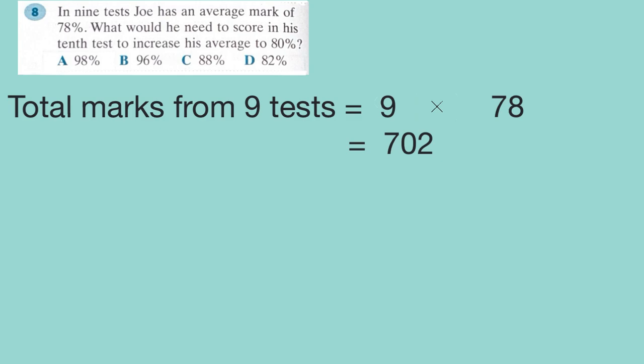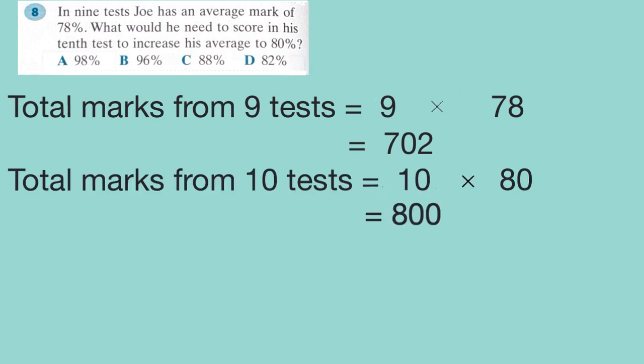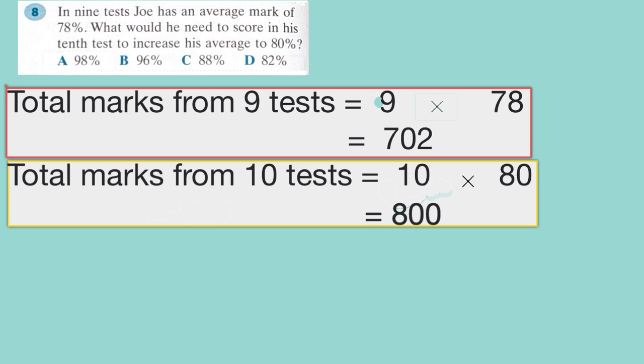So in order to have an average of 80 after 10 tests, so total marks from 10 tests, if he wants to get an average of 80, he should get 800 marks. So the extra marks needed is 800, take away the 702, and you'll get 98. So we can highlight 98, which is A%.